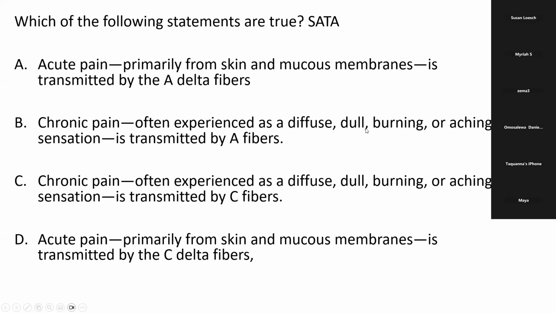Which of the following statements are true? And there's more than one. A and C. Acute and chronic. Okay, good.